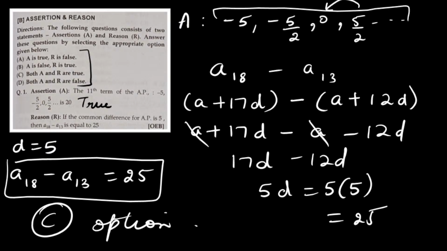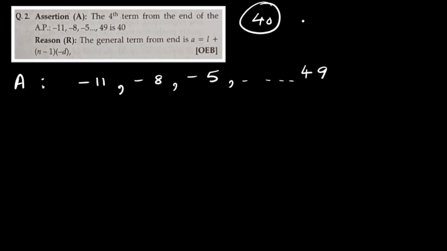That means let's do question number 2. Question number 2 of assertion and reason. So both the statements you have to see here. So assertion statement, what it says, the fourth term from the end of this sequence. The sequence is minus 11, minus 8, minus 5, and so on up to 49. Of this sequence, they are telling the fourth term from the end is 40.